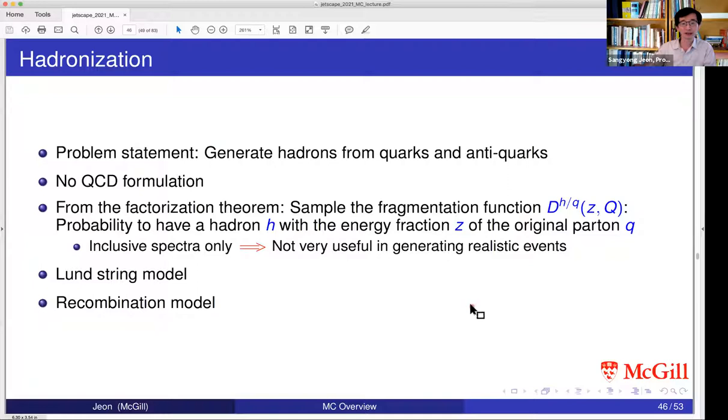I said that the fragmentation function can be sampled from the factorization formula. That's true, but the problem is that it gives you inclusive spectra only. Because if you look at the factorization formula, you generate C and D, but only C is included in the formula. What about D? Well, you integrate over it. That's not good because we want the full event.